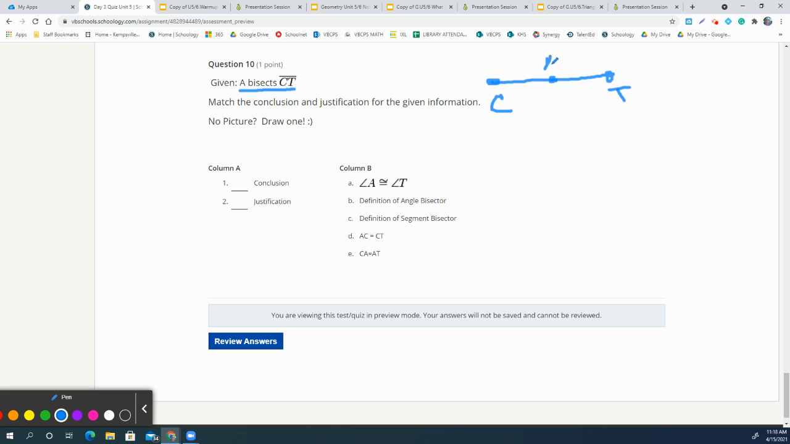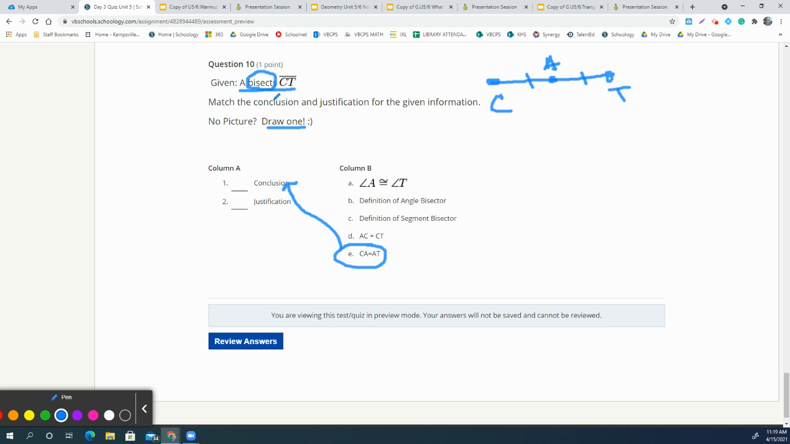So A is in the middle. I know that bisect means to cut in half. So AC and AT are going to be congruent. Notice it tells you to draw one. So CA equals AT. It's going to be this one. And it's the definition of bisector.